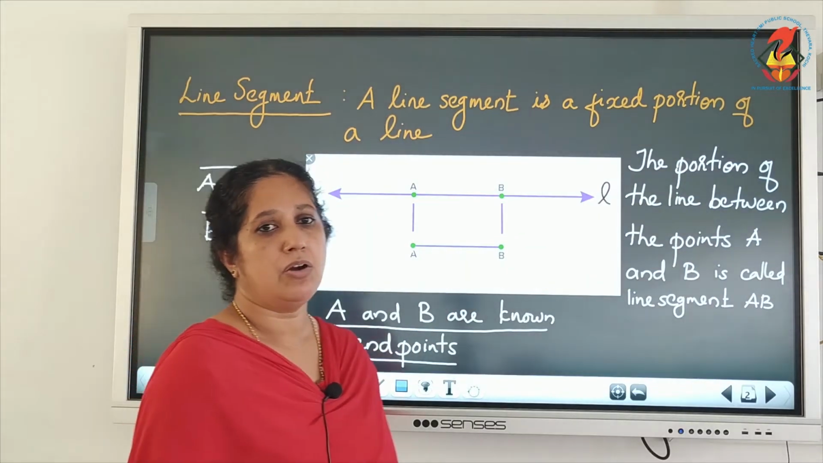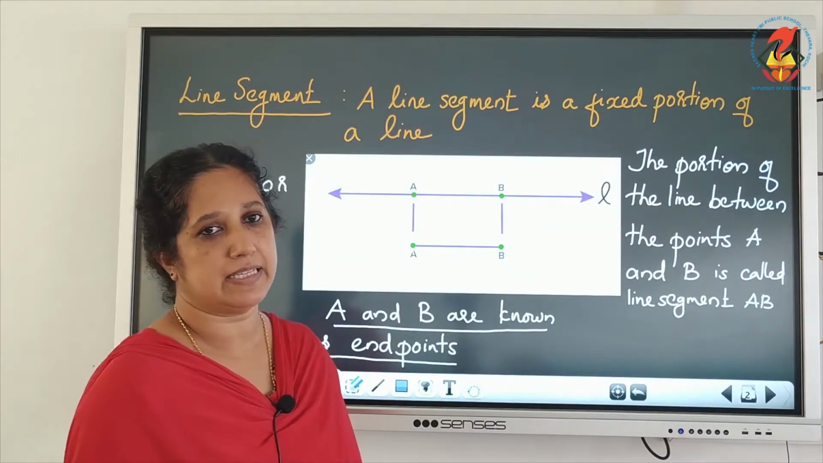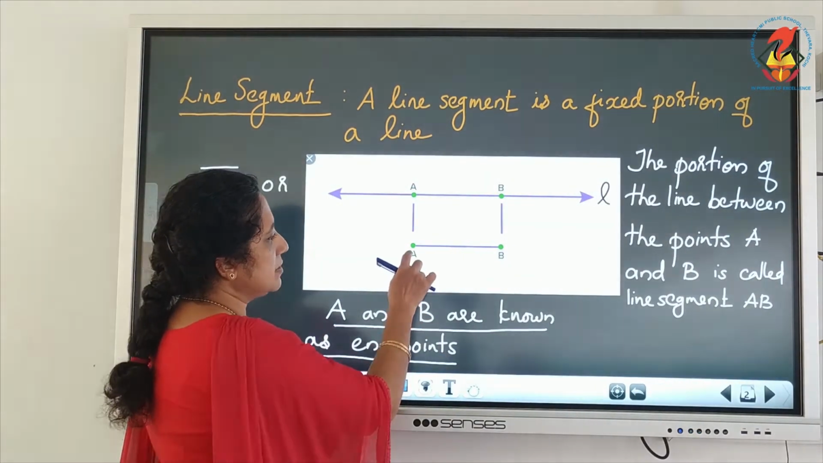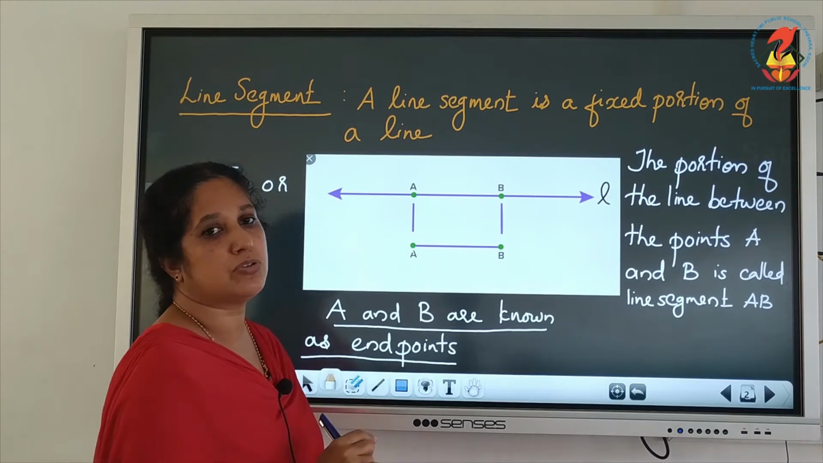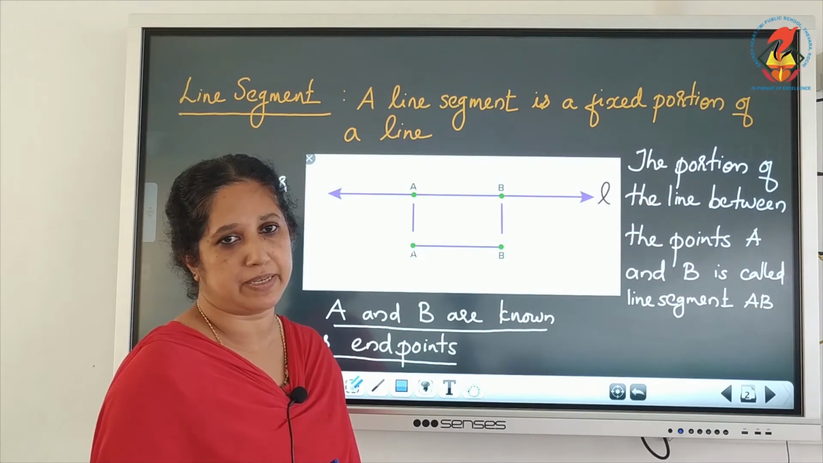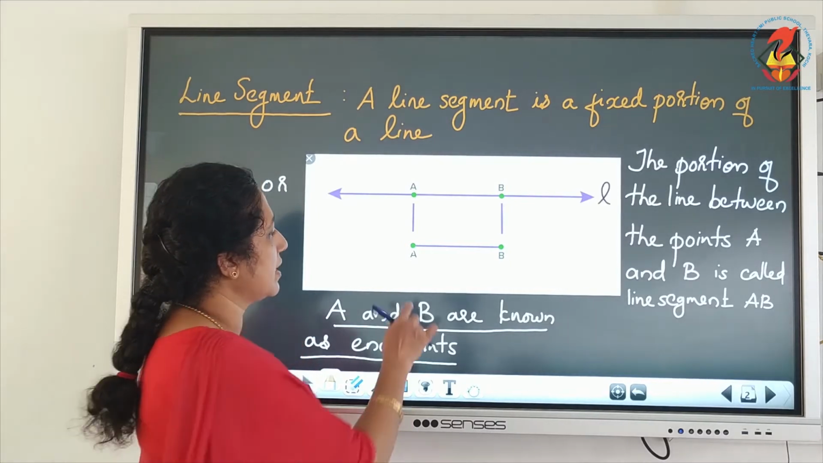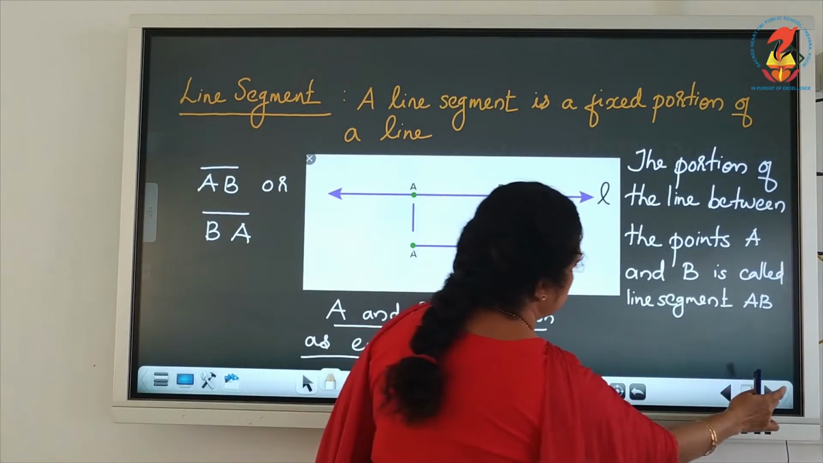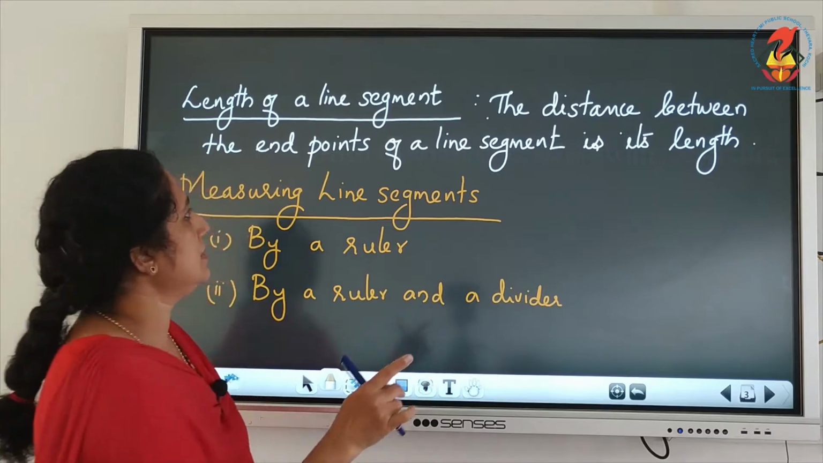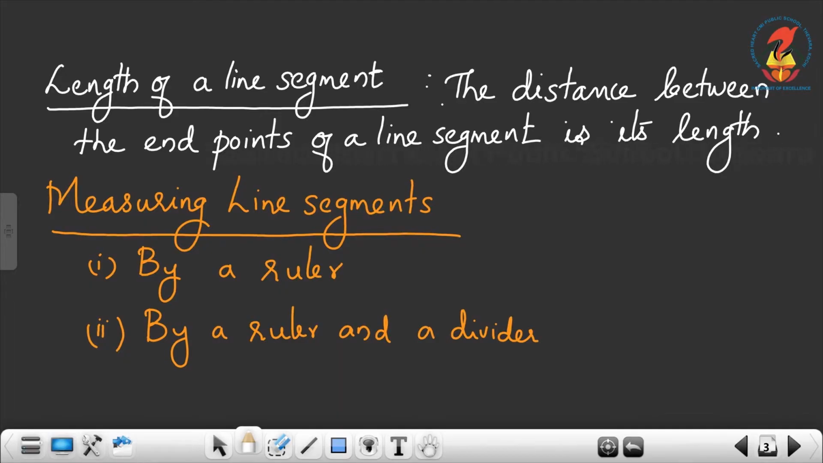Now next, what is meant by the length of a line segment? The distance between the endpoints is known as the length of the line segment.